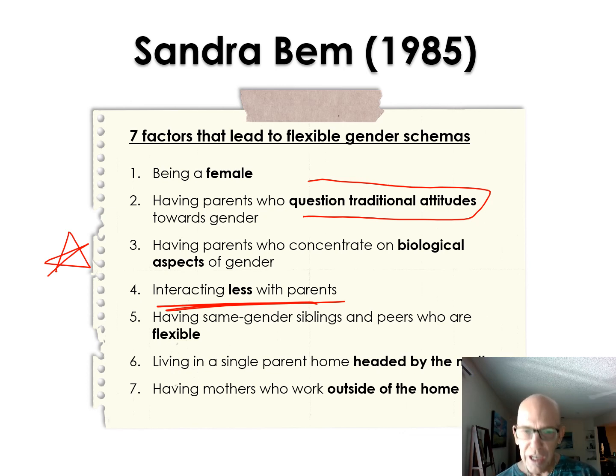And then 6, it says living in a single parent home headed by mother. That's the thing it says over here, mother. So if your mom is the head of the household, a lot of research has been done back in the day on African American households headed by females and how the males have different perspectives of what females are supposed to be like. It's great. I love that research. And then 7, having mothers who work outside the home. If your mom works outside the home versus she's a homemaker, you would get less traditional views about women. So I hope that these 7 make sense.